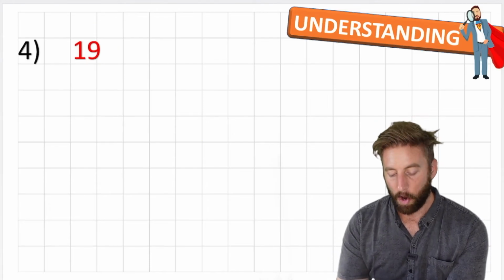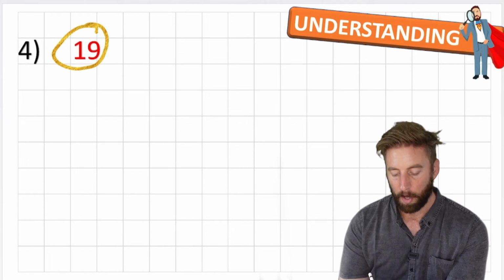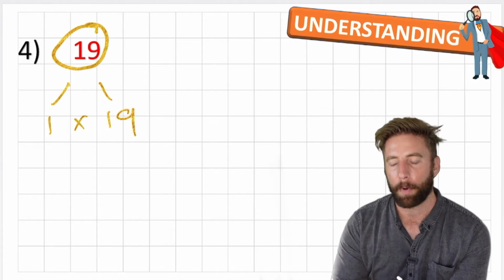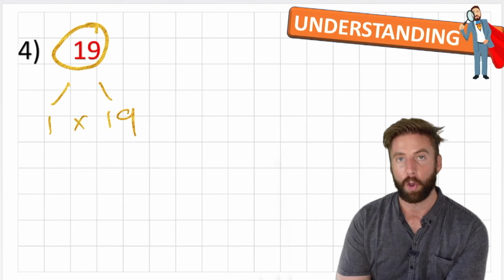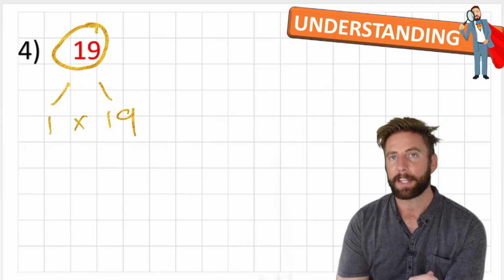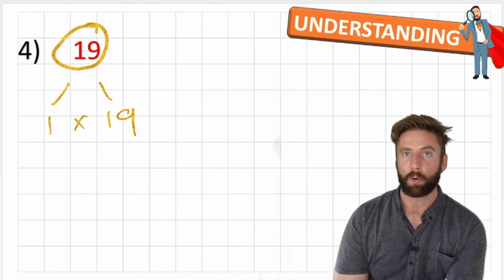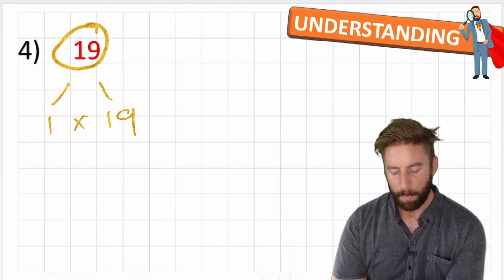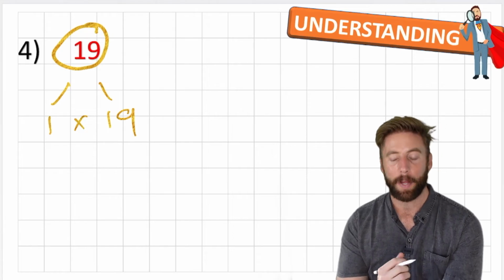19. So we know it's odd, so there's a chance that it can be a prime number. Let's see. So I can do 1 times 19. And now let's quickly go up our other multiplications. Can I do 2 times anything? No, because it's an odd number. 3, 3, 6, 9, 12, 15, 18. No. 4, 4, 8, 12, 16, 20. No. 5, 10, 15, 20. No. 6, 12, 18, 20. No.